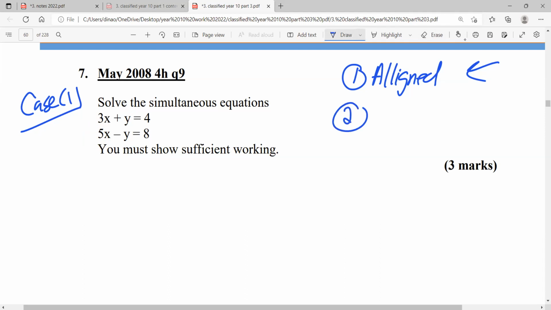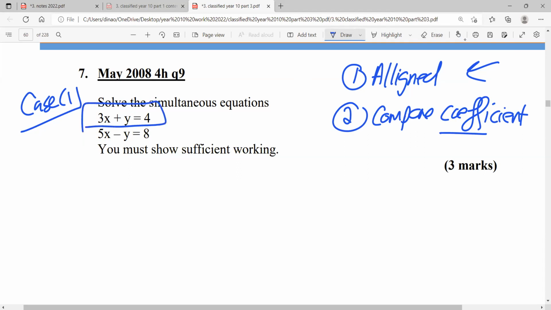Step number 2, we are going to compare the coefficients of the letters. Now, what do I mean by the word coefficient? The word coefficient simply means the number on the left. يعني مثلا هنا in this equation over here, the coefficient of x is 3. The coefficient of y is positive 1. هنا, the coefficient of x is 5 and the coefficient of y is negative 1. So we're going to compare the coefficients.